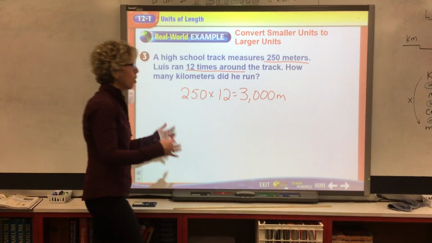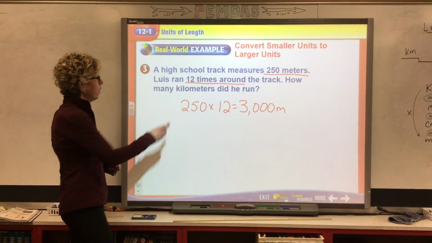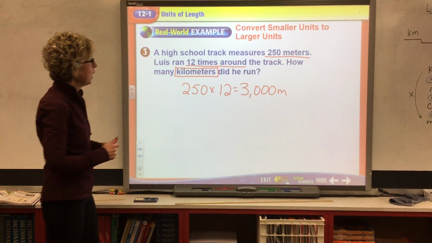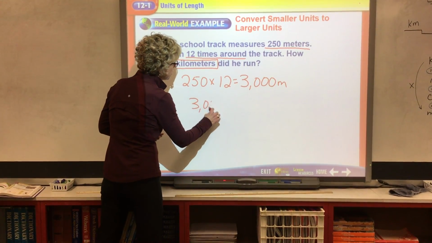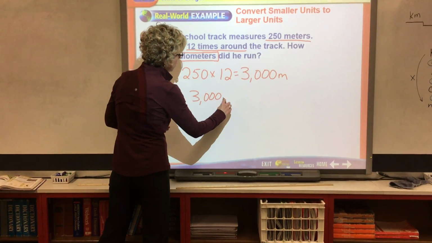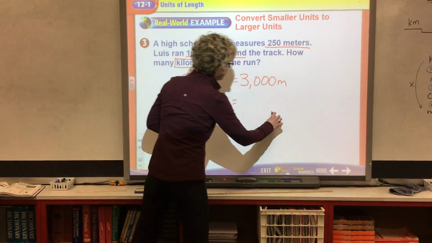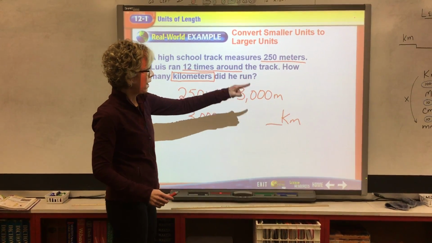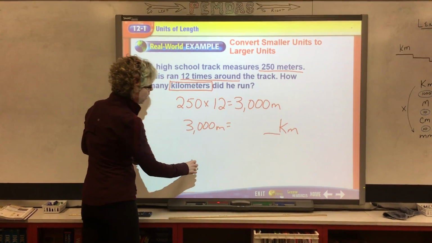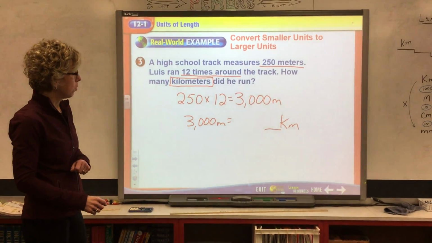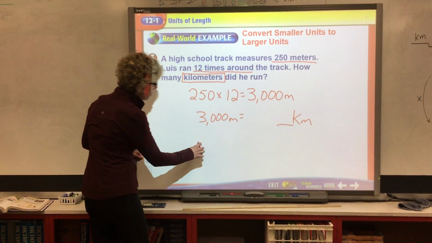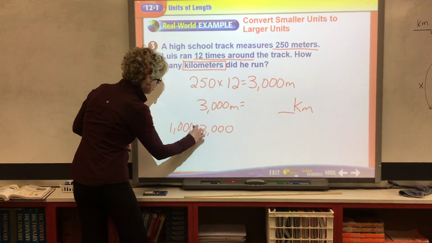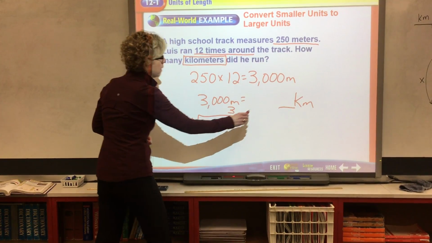But does the question ask how many meters did he run? No. It asks how many kilometers did he run. So there's a second step of our problem. We have to convert 3,000 meters, a smaller unit of measure, to the larger unit. Okay, so when we go from smaller to larger, we know we divide. So we know that there are 1,000 meters in 1 kilometer. So we're going to divide 3,000 by 1,000, and again we would get 3 kilometers.